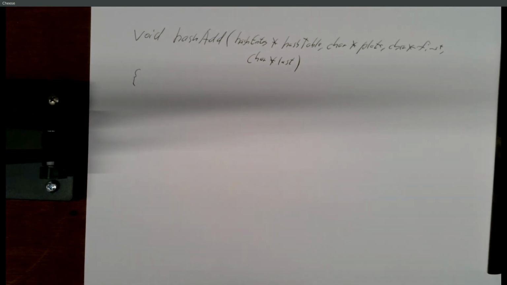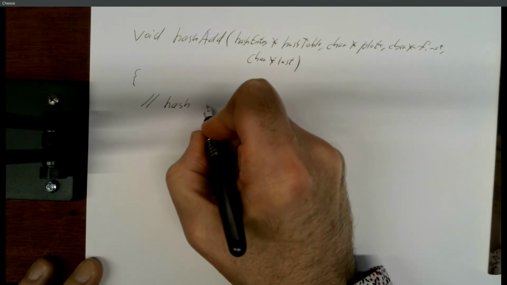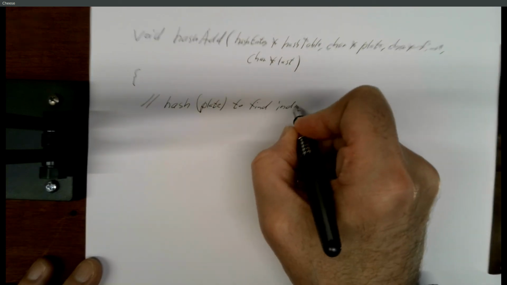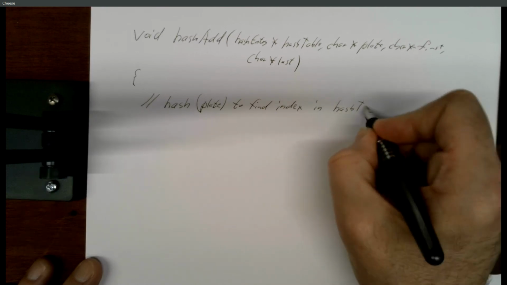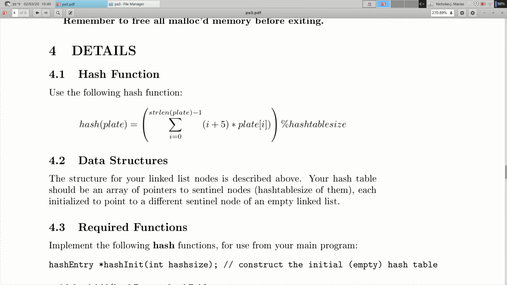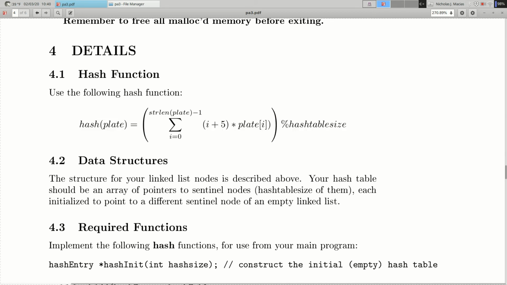So what are the steps in here? So hash your plate to find an index in the hash table. Okay, I'm using hash as a verb here. To hash a plate means to take the license plate and turn it into an entry, an index in the hash table, to convert it into an integer. And the way we do this is we run through the hash function. So you're going to write a function like what you're doing for the ODP today, right, which takes a character array and does this calculation on it and returns that value as the function value.